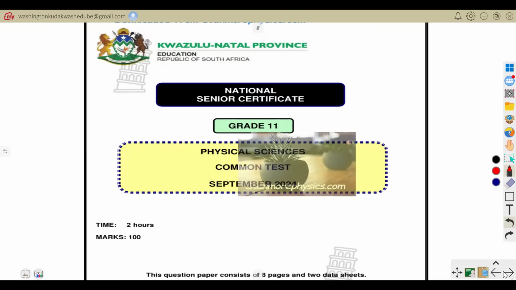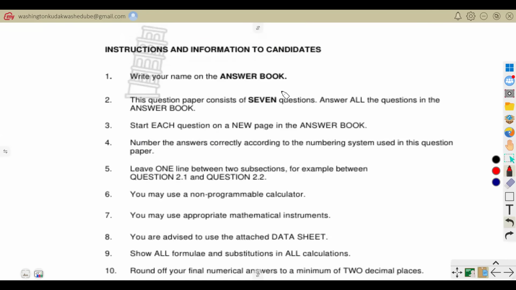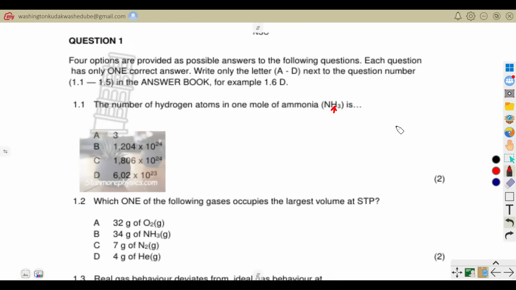Now you would see that here I also have got the instructions that were given to learners. Let's learn to read these instructions and follow. For example, they said you should start each question on a new page, and then they said you should leave one line between two subsections, for example, between question 2.1 and question 2.2. These instructions are guidelines of what they are expecting, so that when they are marking, it becomes easier to follow through your answers. Also, here they said round off your final numerical answers to a minimum of 2 decimal places. Let's learn to read and follow these instructions, good people.